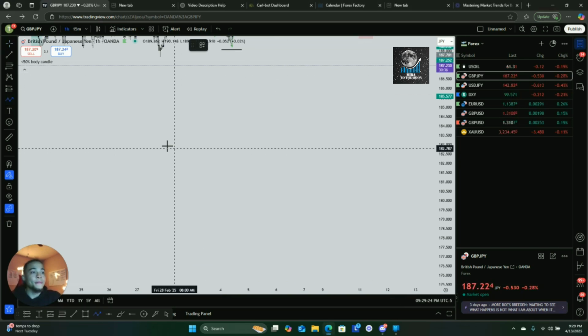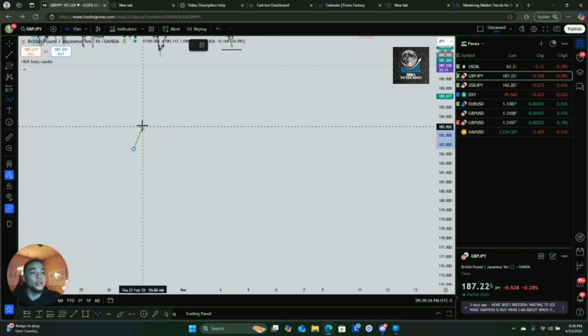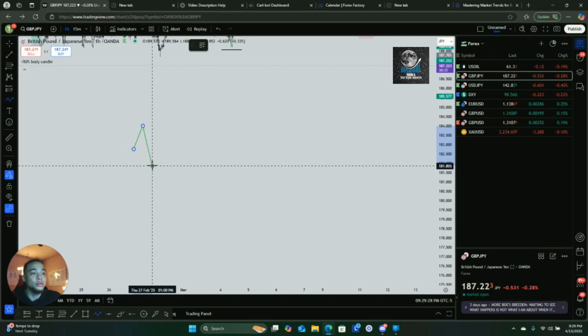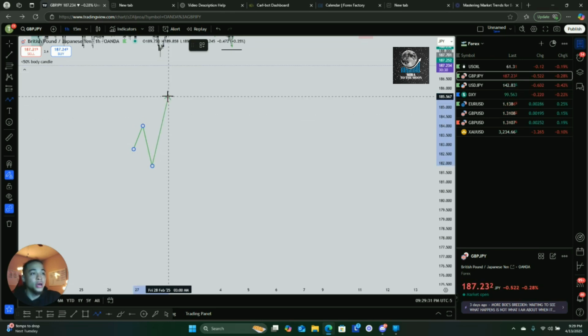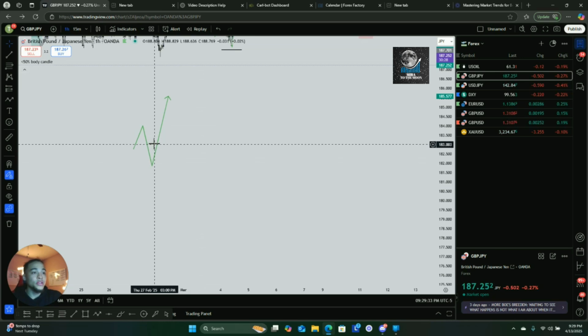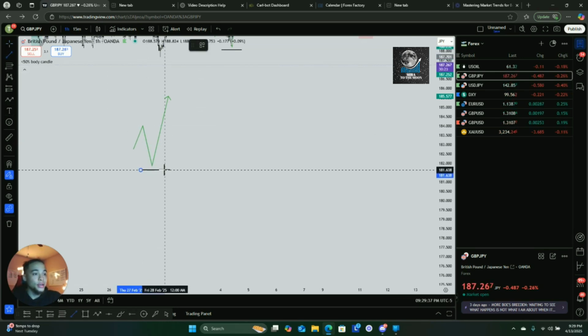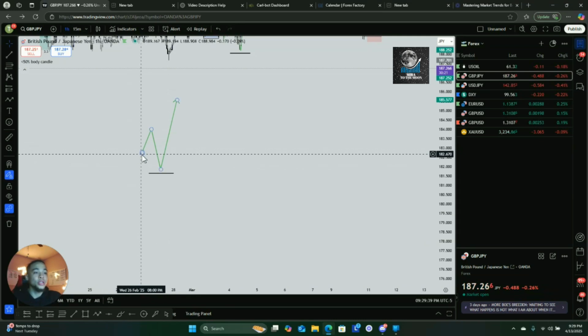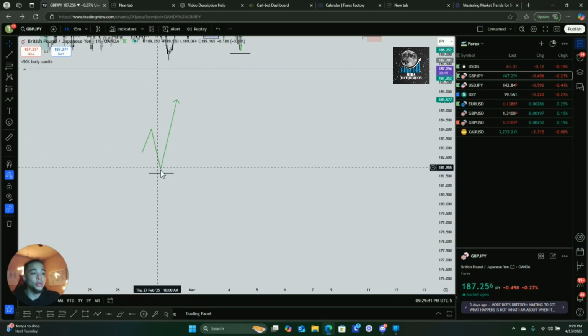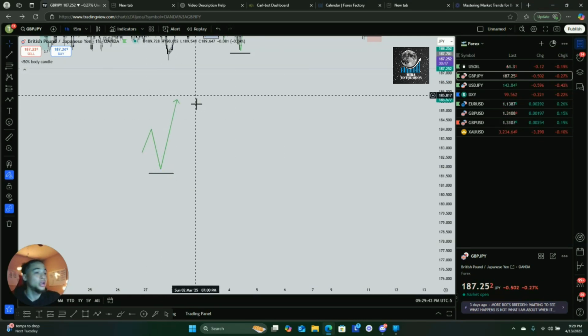So let's get started. The market makes a low, and then the market makes a high, then the market makes a low, and then the market makes another high. So this is very important here, guys. As we can see, this area right here, let's go ahead and mark that up. So the market makes a low, the market makes a high, the market makes another low, and then the market makes another high.